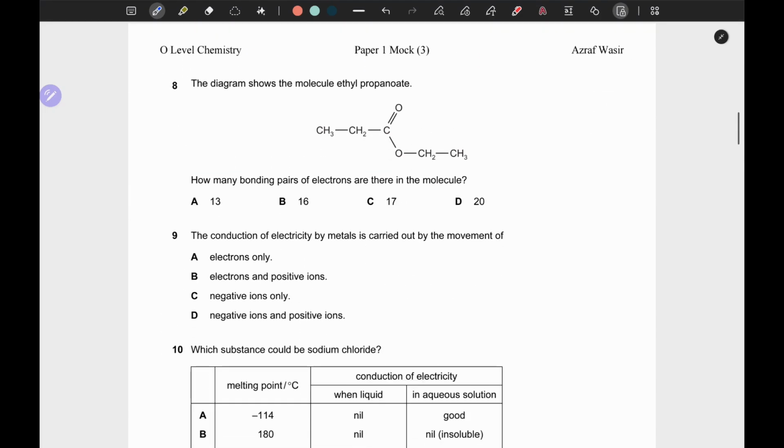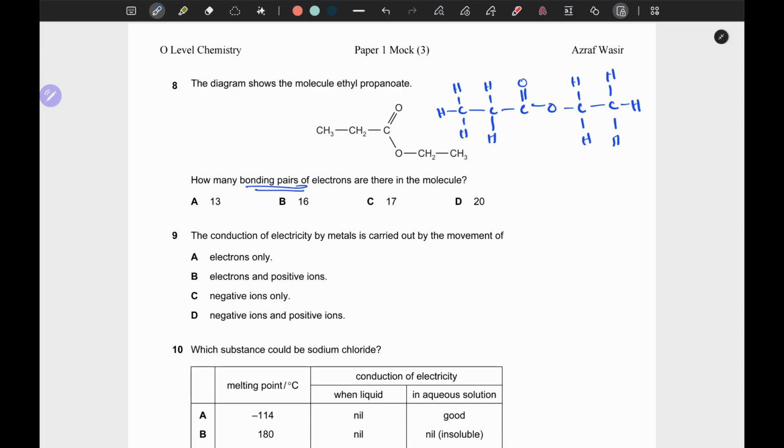Moving on to number 8, the diagram shows the molecule ethyl propanoate. How many bonding pairs of electrons are there in the molecule? For these types of questions, always draw the displayed formula first. So that is what we are going to do over here. So we draw the displayed formula by just showing the hydrogen bonds present. So O and a CH like this, and finally the last 3 hydrogen.